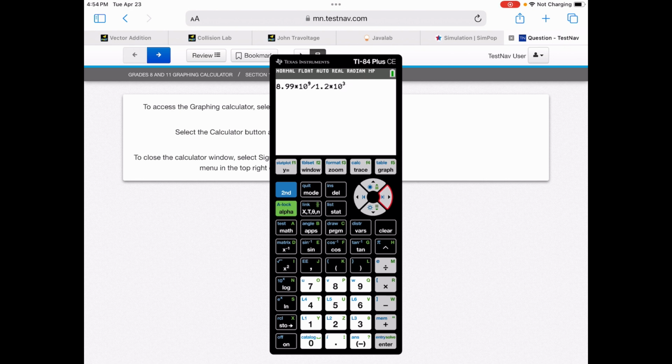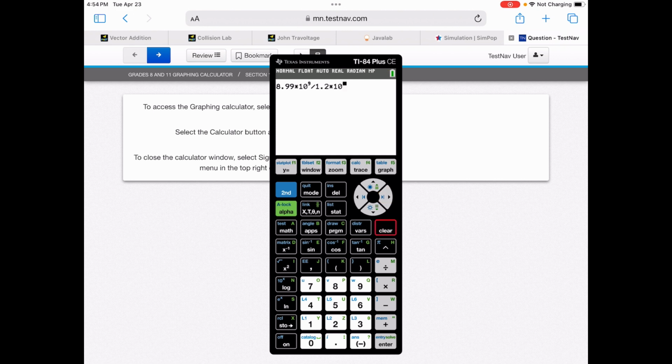But they're actually not. They're telling their calculator to take 8.99, multiply it by 10 to the power of 9, and then divide it by 1.2. And then they're telling their calculator to take the result of that and multiply the whole thing by 10 to the power of 3, which is not what we want, right? We were trying to divide by this whole thing. So anyway, that's what I mean when doing it this way. Not only does it take more work and more button presses, it's also a lot easier to make a mistake in how you're entering it.